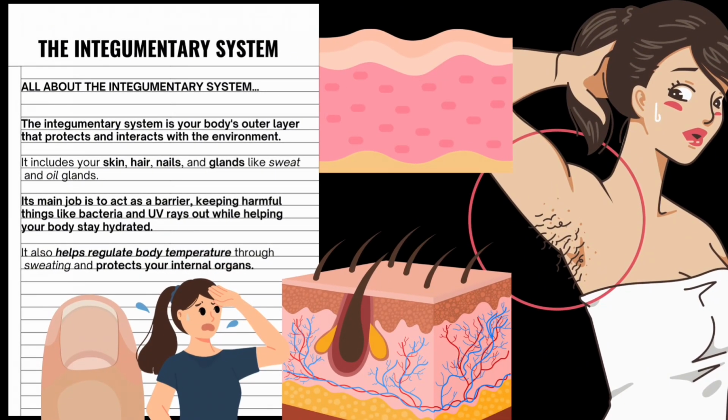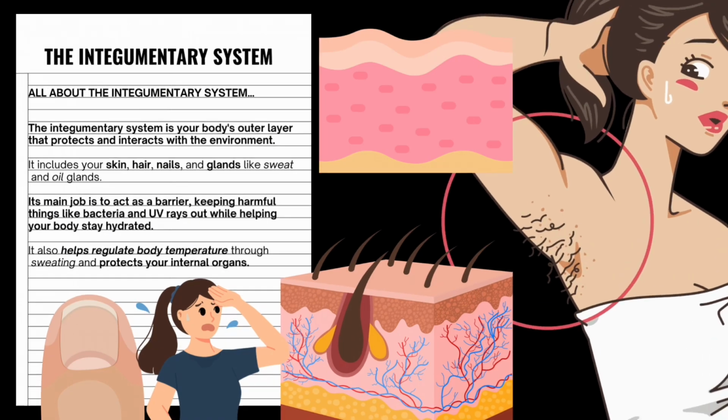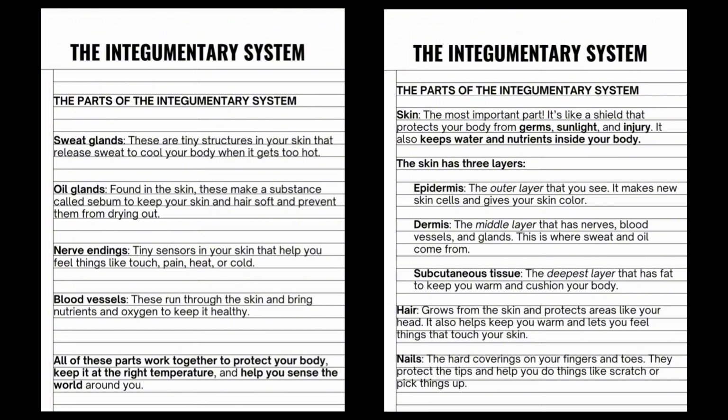All about the integumentary system. The integumentary system is your body's outer layer that protects and interacts with the environment. It contains your skin, hair, nails, and glands like sweat glands and oil glands. Its main job is to act as a barrier, keeping harmful things like bacteria and UV rays out while helping your body stay hydrated. It also helps regulate body temperature through sweating and protects your internal organs.